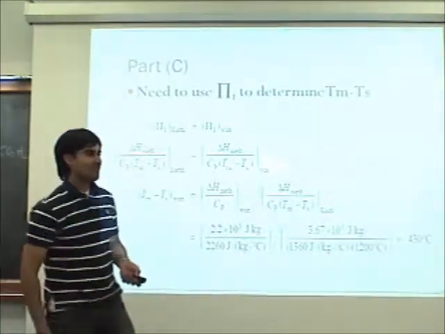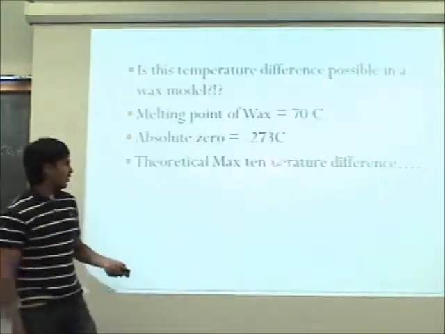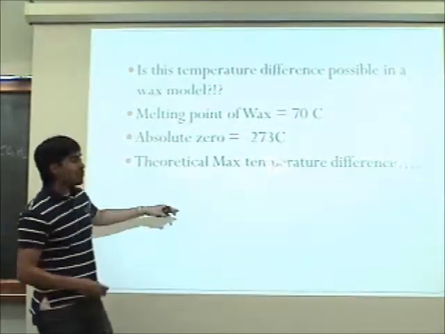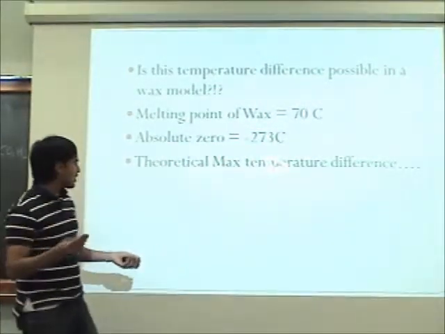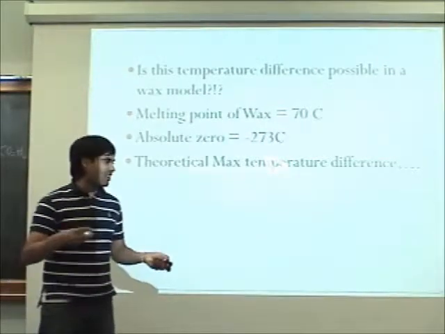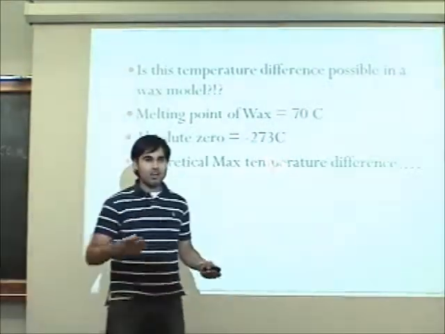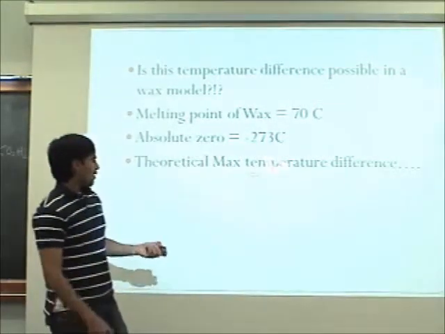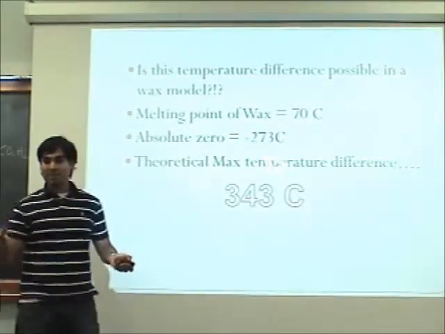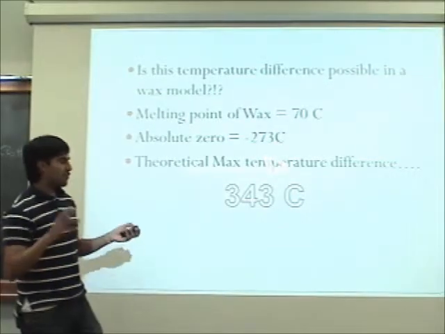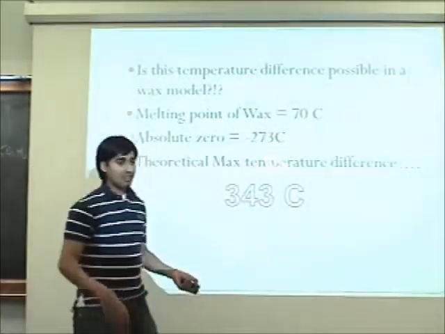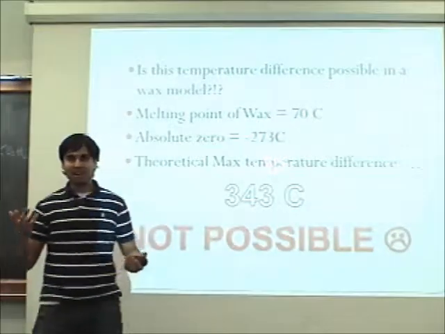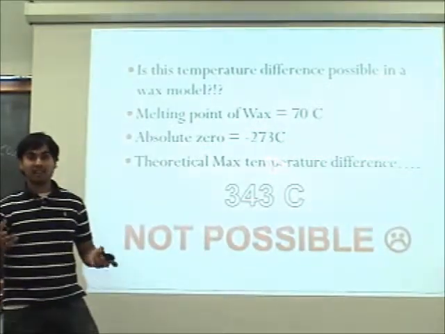It's 70. So we have the melting point of wax is 70 degrees and absolute zero is negative 273. So theoretical max temperature difference is what? 343. Great. So that's the maximum temperature difference you could get if you're theoretically at absolute zero. It's a solid. So it's not possible to have a temperature difference of 430 in a model.